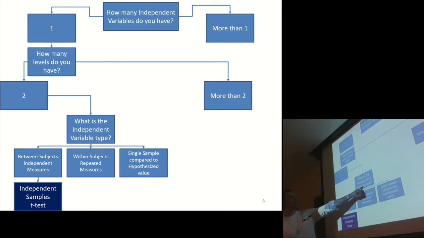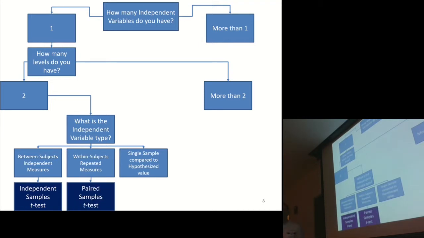If, on the other hand, the independent variable type is a within subjects repeated measures, and what that means is that subjects go through both categories. So if you have them trying to remember words, and then they're also trying to remember pictures, right? That's an example of a within subjects repeated measures, where the subjects get measured repeatedly across the two conditions. And if you do that, then you end up with a paired samples t-test, also known as a repeated measures t-test.